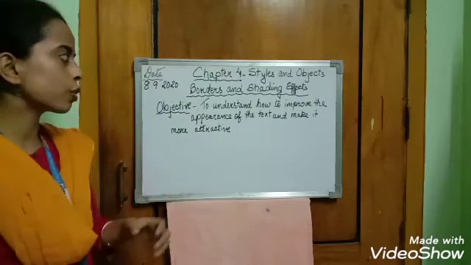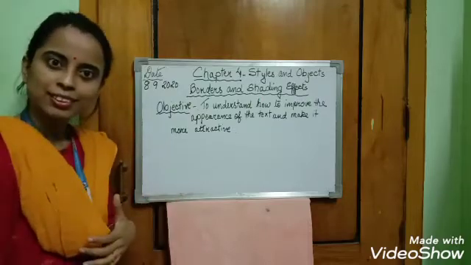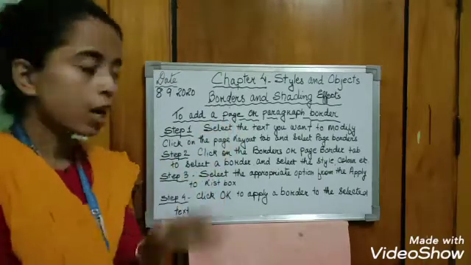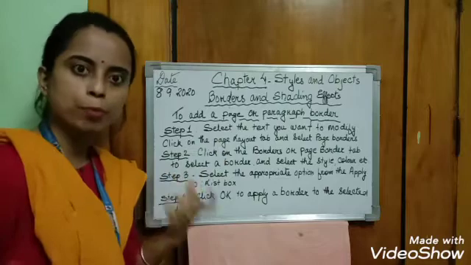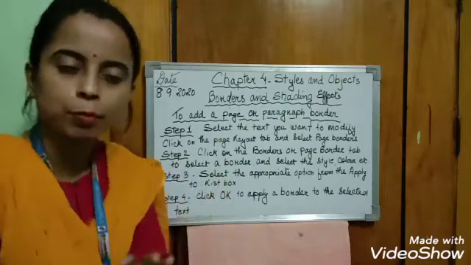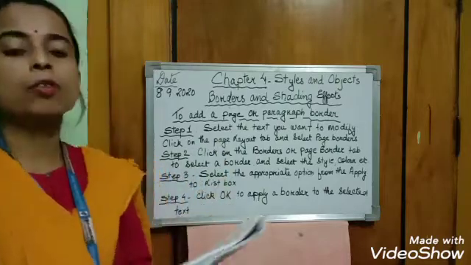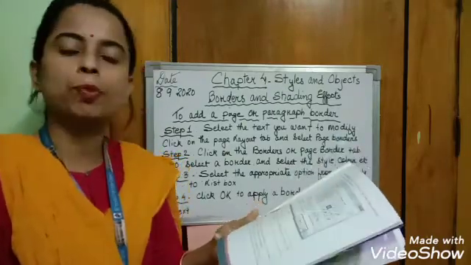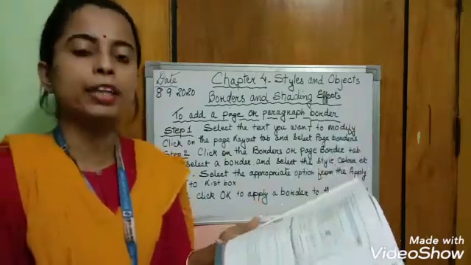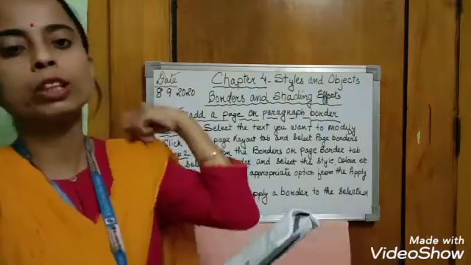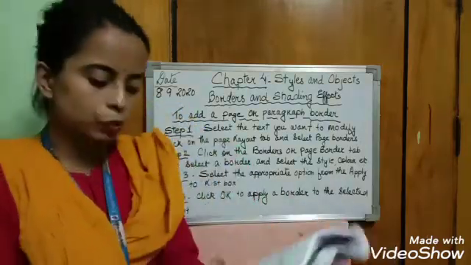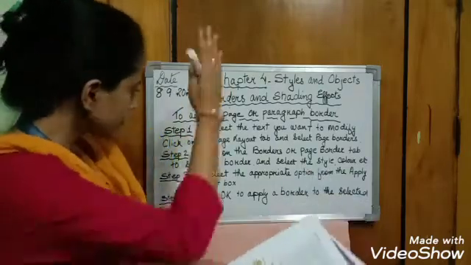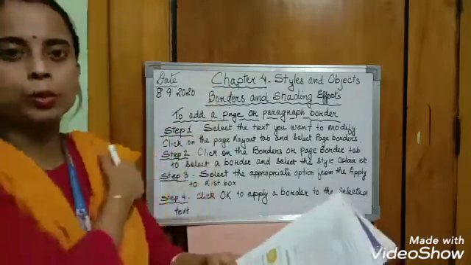Clear, children? So let's start our class. Borders and shading effect: how to apply a border or shading effect, that is what I'm going to explain now. Everyone, refer to your page number 31, and the heading is Borders and Shading. First we will know what a border is and what shading is, then we are going to learn how to insert them.